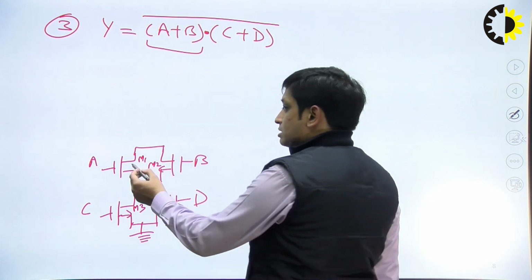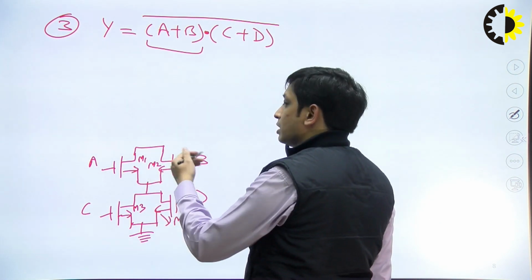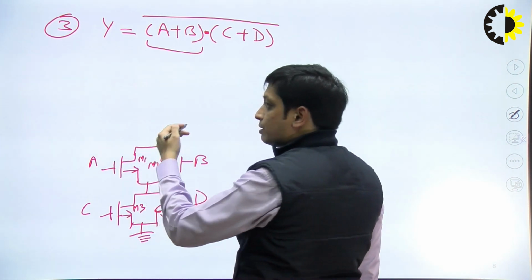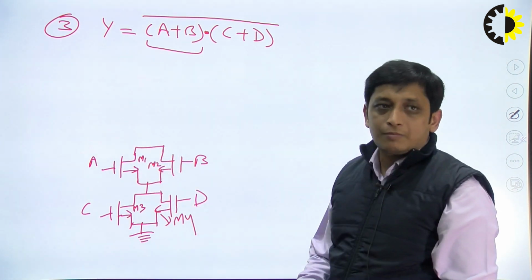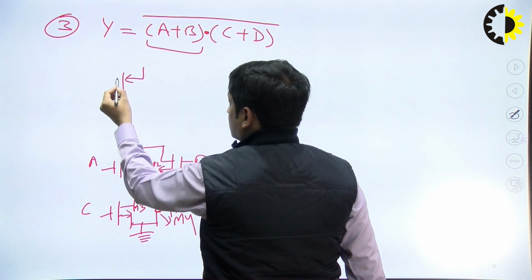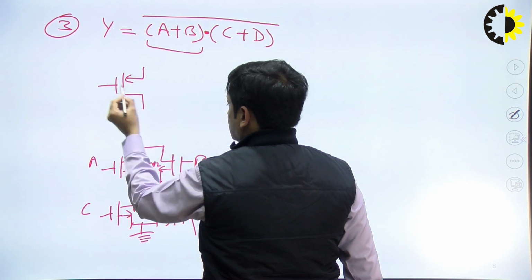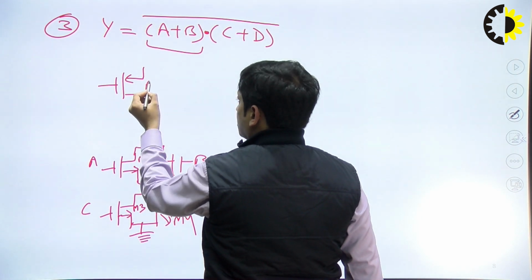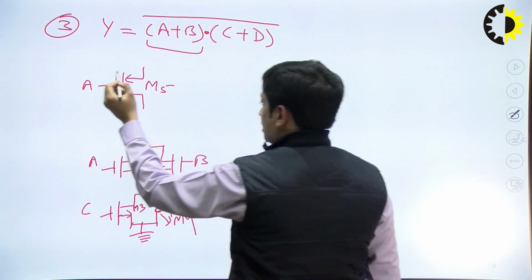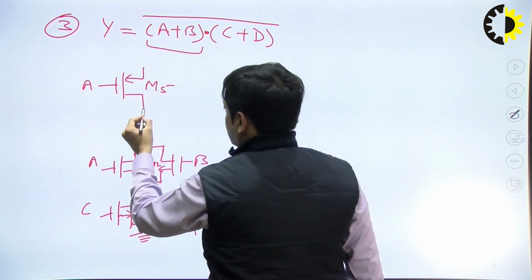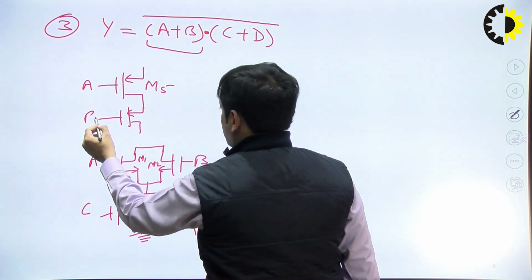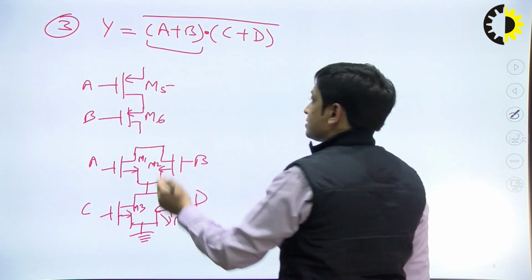Since the M1 and M2 transistors corresponding to inputs A and B are in parallel, in the pull-up network there will be two PMOS transistors corresponding to inputs A and B, but they will be in series. Fine. So let's take this one as M5, whose input is A, and another PMOS transistor whose input is B. Let's take this transistor as M6.